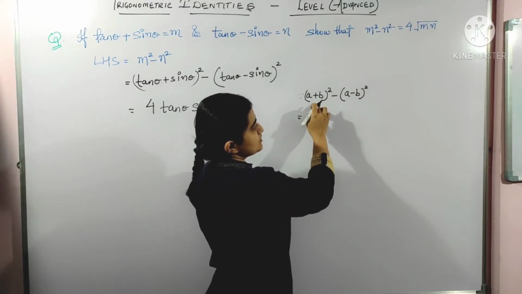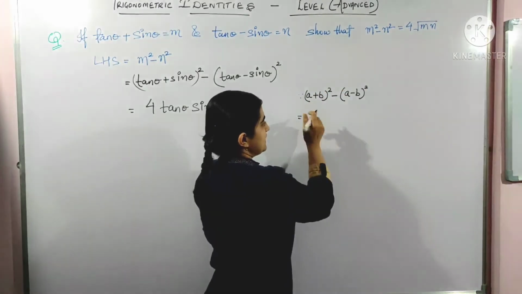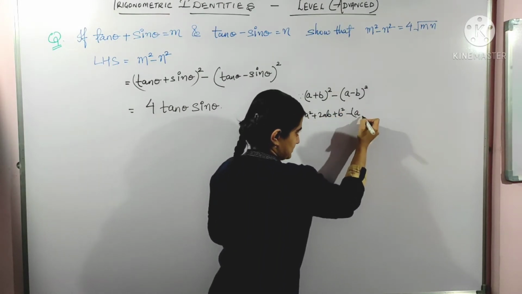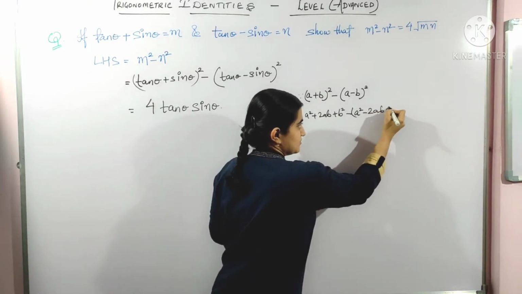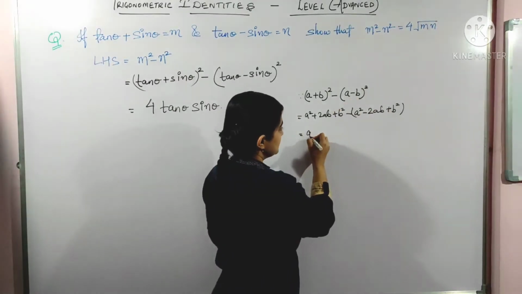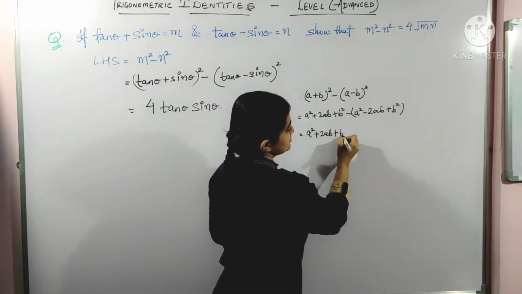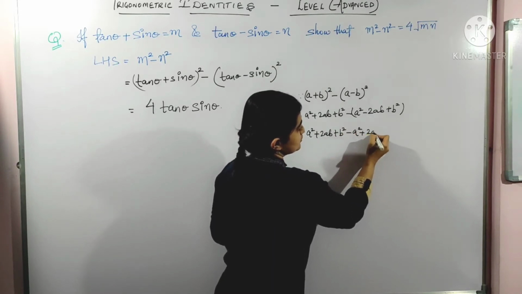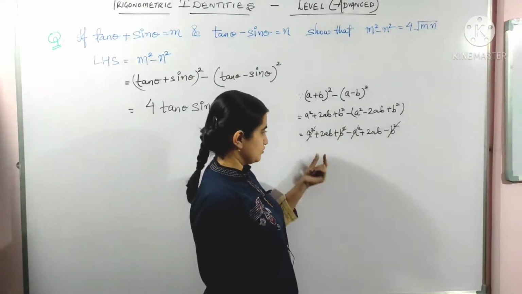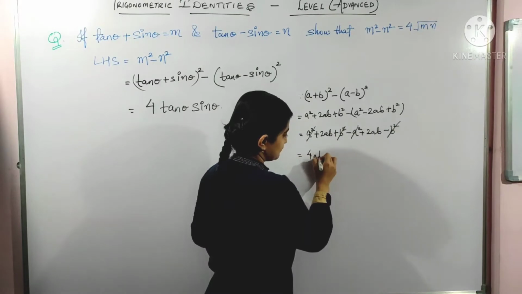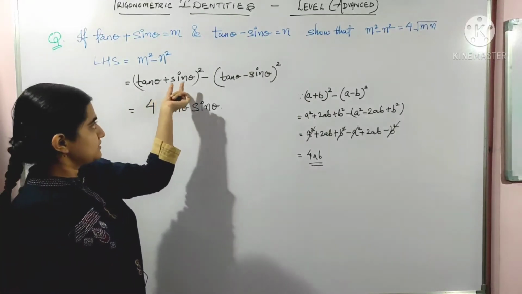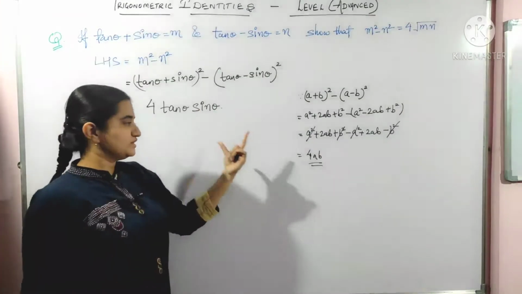Okay, a plus b whole square minus a minus b whole square: a square plus 2ab plus b square, minus a square minus 2ab plus b square. Now we will open up this bracket and introduce the minus sign. So a square plus 2ab plus b square minus a square plus 2ab minus b square. These all get cancelled and what we are left with is 2ab. So we can write here 4ab, and hence instead of ab we have tan theta sin theta, and thus we can write 4 into tan theta sin theta.